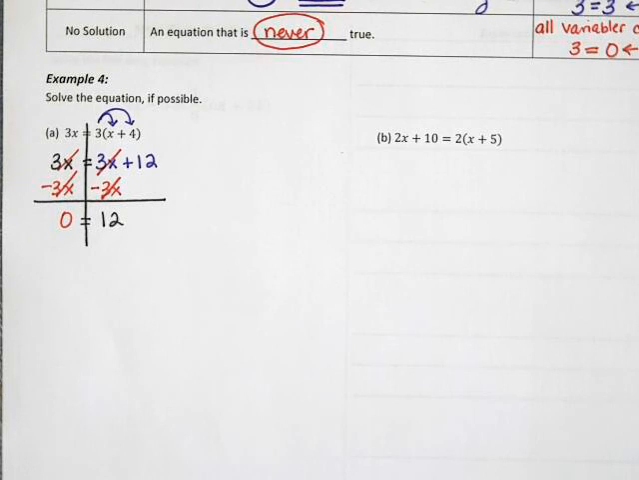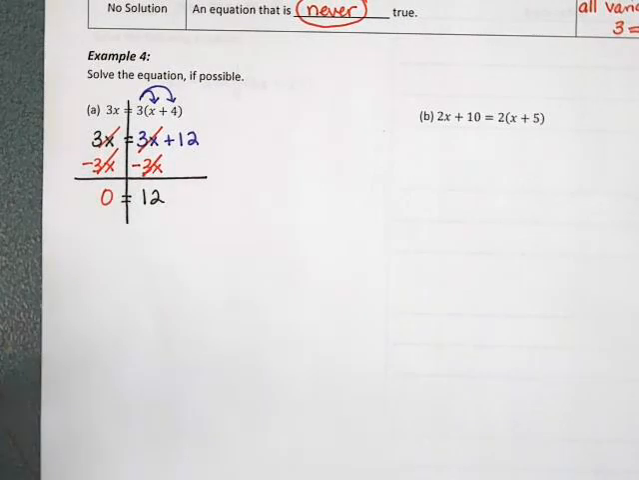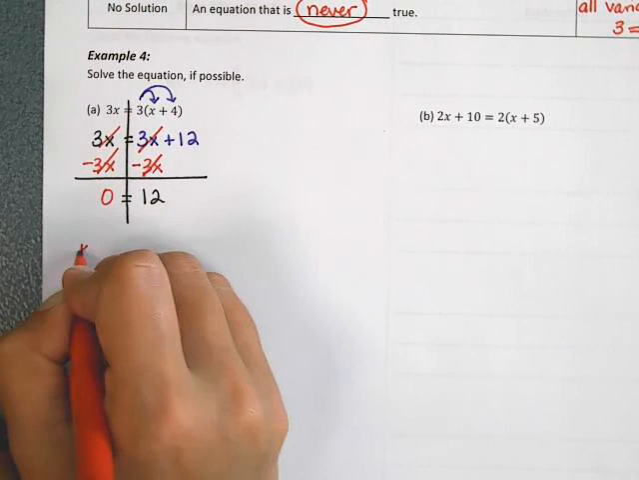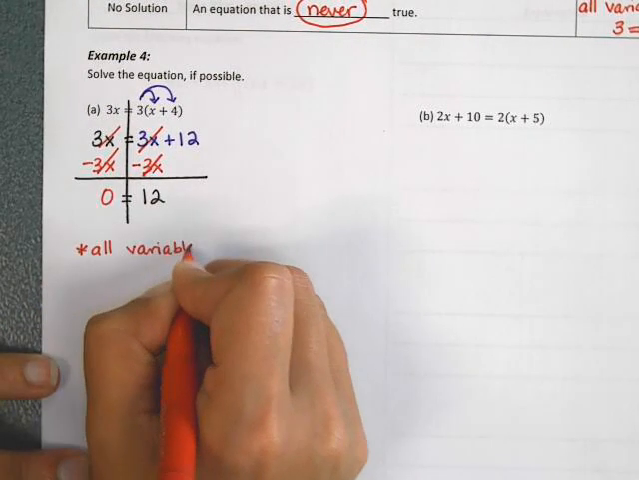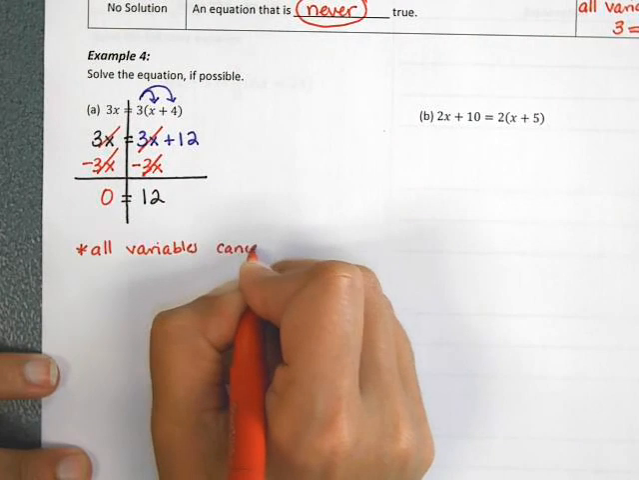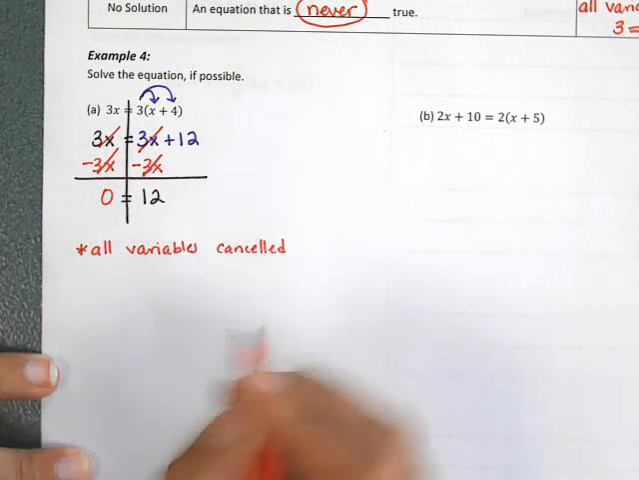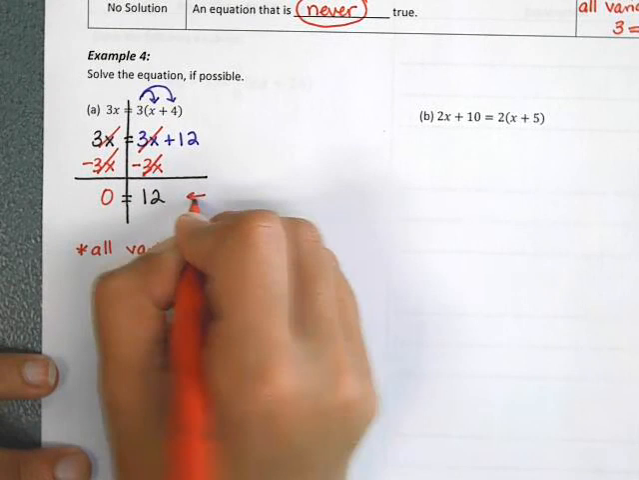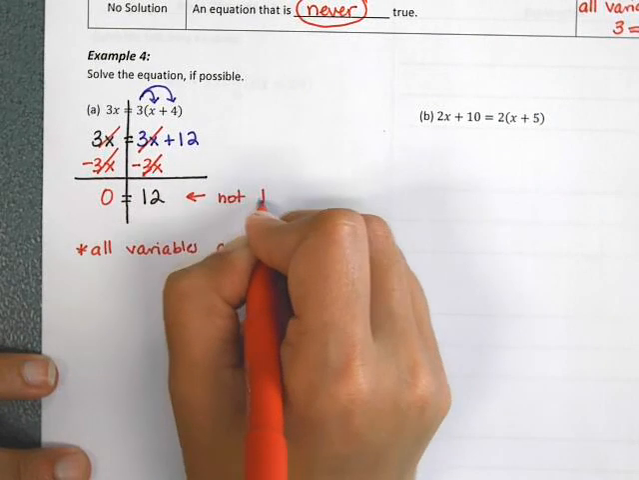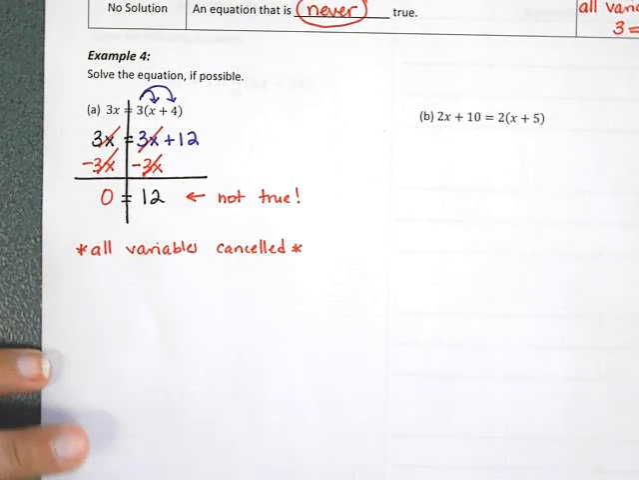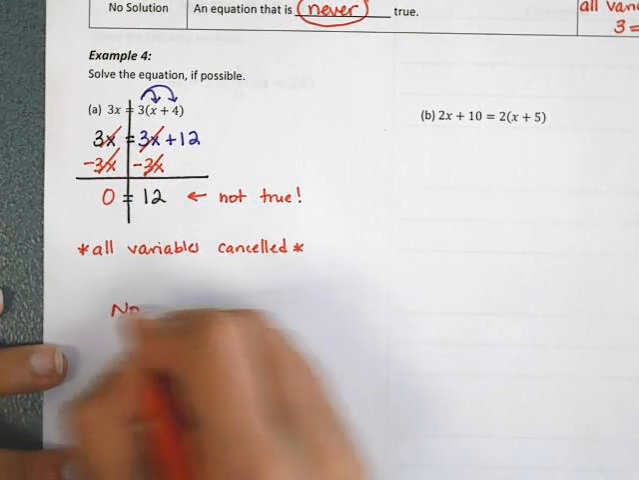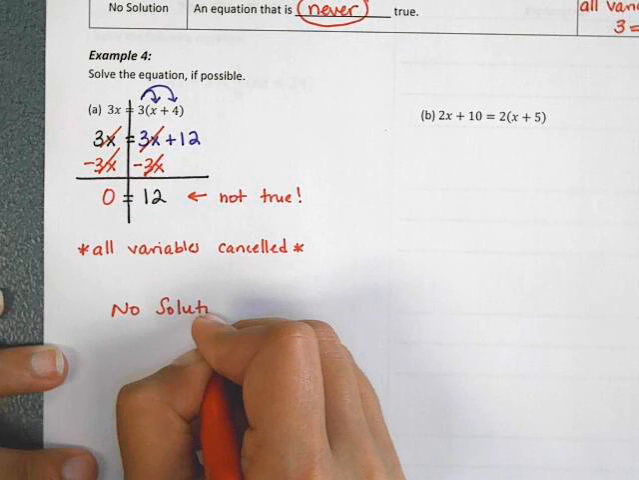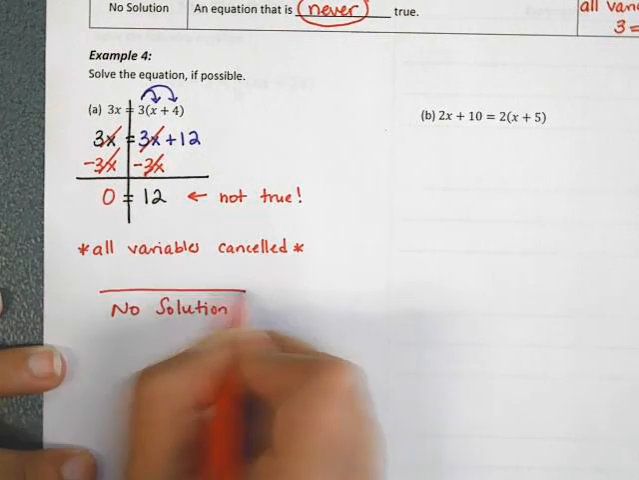In this problem, right away I notice all the variables canceled. I also notice that this is not true. 0 does not equal 12. So my answer here would be that this equation has no solution.